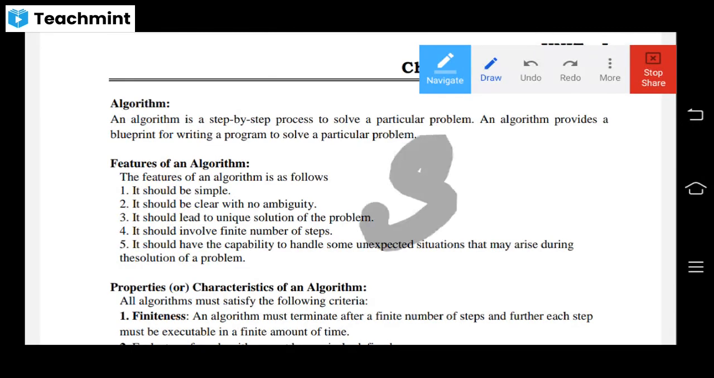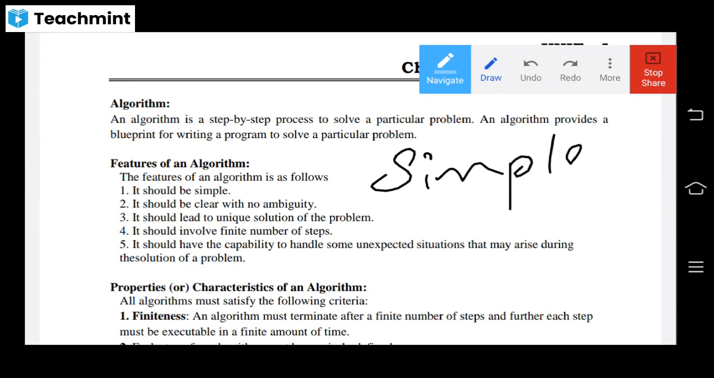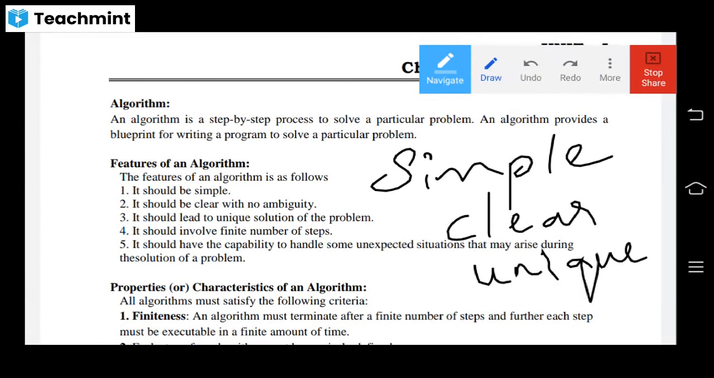one is the algorithm must be simple. And another one is it should be clear. And another feature related to it is it should have the unique solution. ఎలా ఉండాలి? యూనిక్ సొల్యూషన్ ఉండాలి. There is no need to alternate.